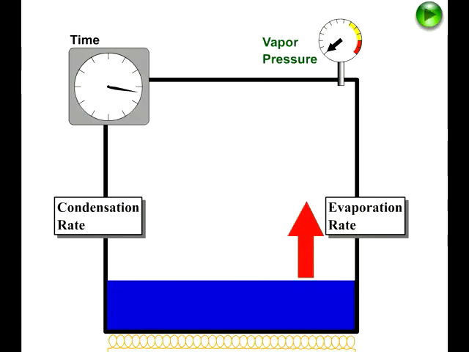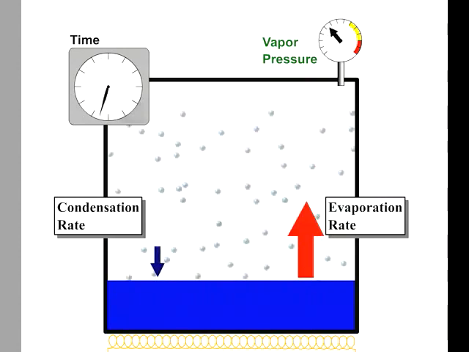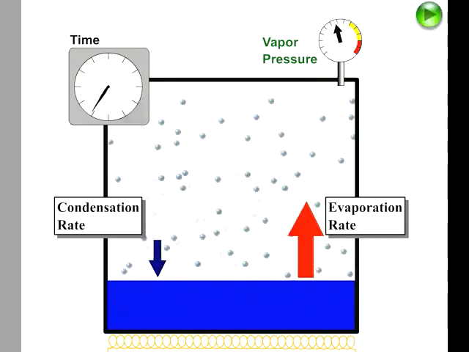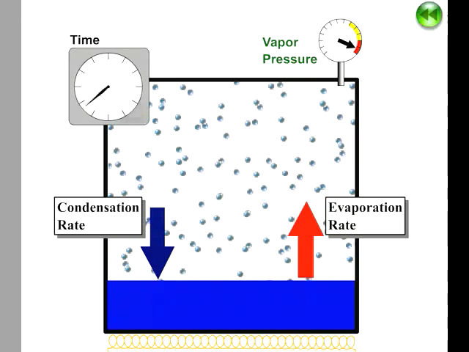If you have a sealed container containing only liquid water, over a very short period of time, water molecules begin to escape from the liquid. The pressure due to the water molecules in the water vapor phase is called vapor pressure. As more and more water molecules exist in the vapor state, the condensation rate increases. If the evaporation rate equals the condensation rate, the number of water molecules in the vapor state remains constant. The pressure due to this constant amount of water vapor is called equilibrium vapor pressure or saturation vapor pressure.